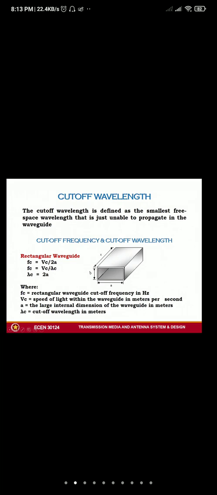So for rectangular, we have here the speed of light divided by 2 times A, where A, ito yung ating dimension that is larger than dun sa ating nasa kabilang wall. So basta A will always be the large internal dimension. And yung ating cutoff wavelength is twice nitong large dimension natin or twice of A.